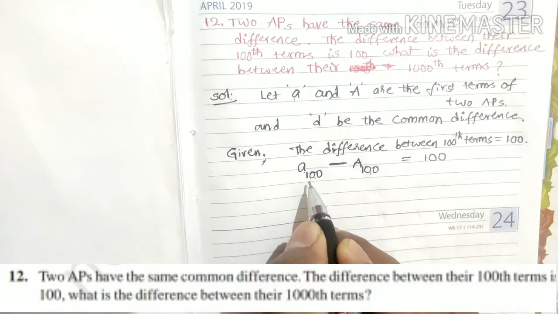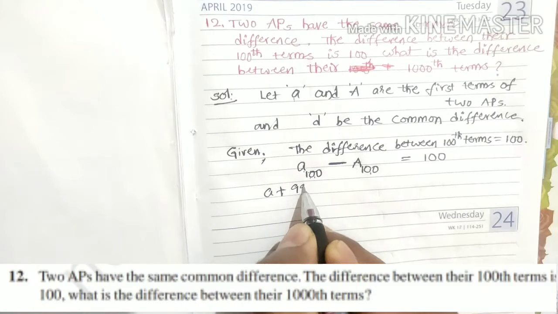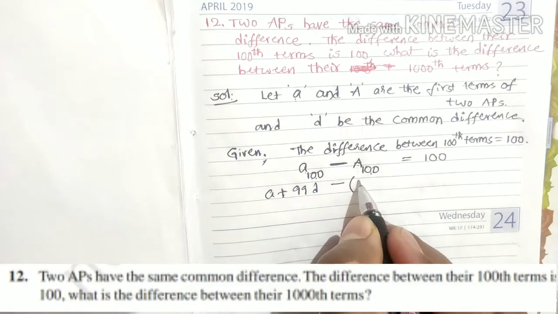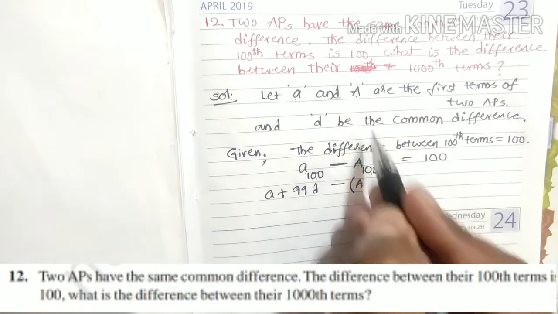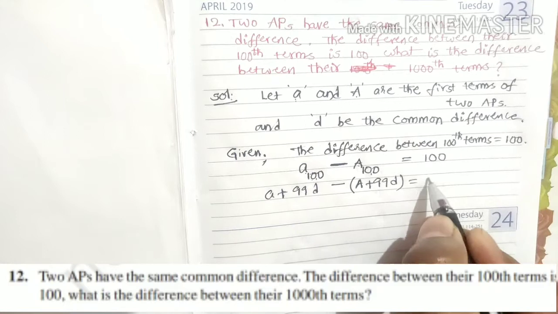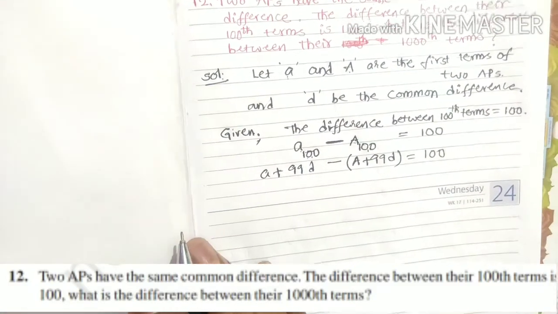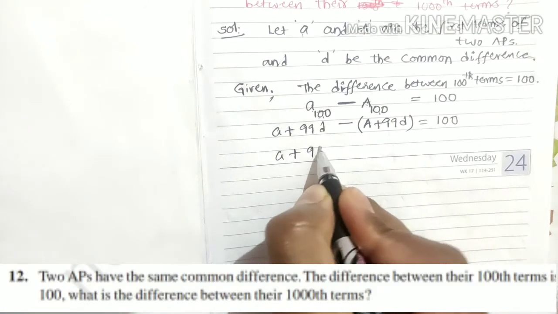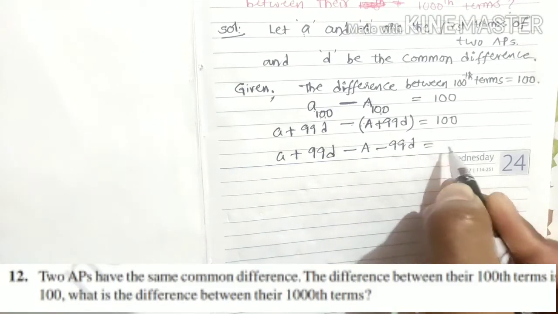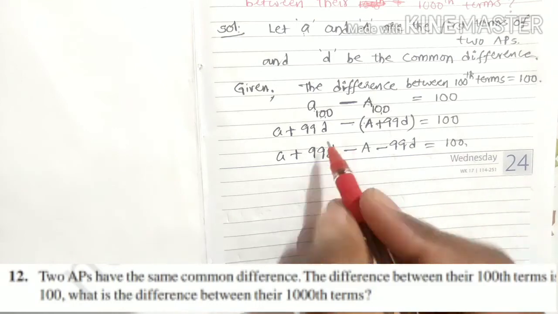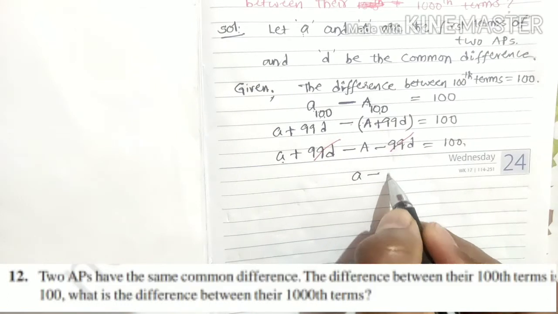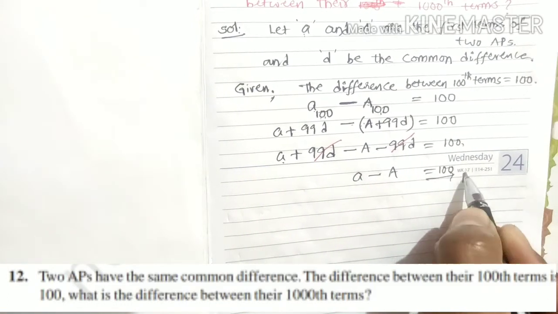Further, think about A100. A100 will be a plus 99d, minus capital A100, the second AP's 100th term. That you can represent as the first term, the second AP's first term capital A, plus 99 and the same common difference d, is equal to 100. Further, you can write a plus 99d as it is. Minus into plus is minus A, minus into plus is minus 99d, is equal to 100. Next, plus 99d minus 99d will be 0. Then what you got here? Small a minus capital A is equal to 100. Say this one as the first equation.